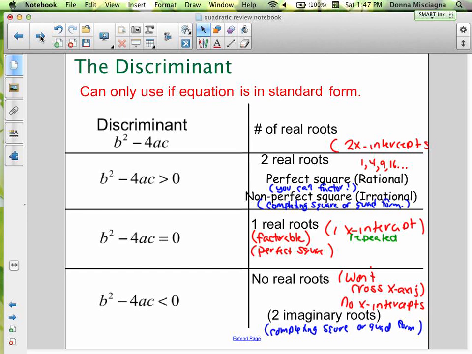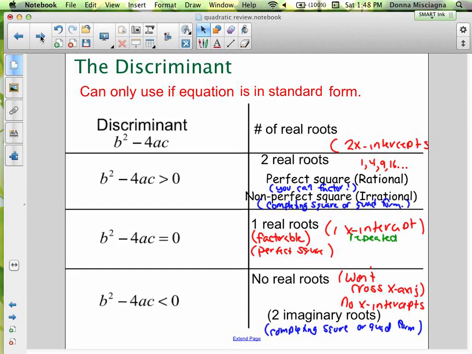You'll need to know it has two x-intercepts if you have two real roots. If your b squared minus 4ac is not a perfect square, anything but 1, 4, 9, 16, 25, 36, 49, etc., then that's an irrational number. You need to use completing the square or the quadratic formula, one of the two. So, like I said, if b squared minus 4ac is greater than 0, you have two real roots. That is two x-intercepts, right?